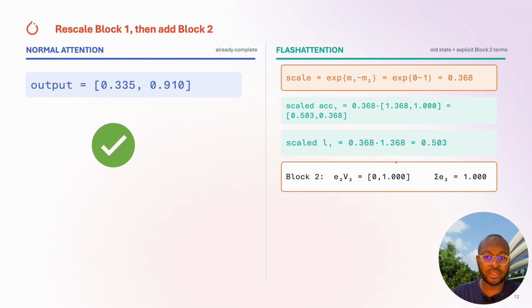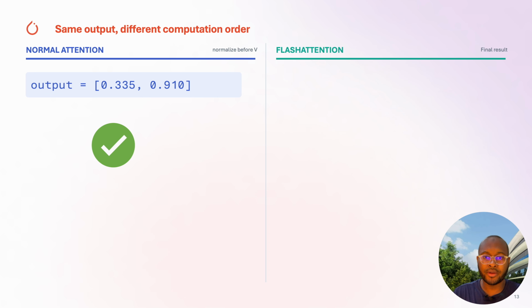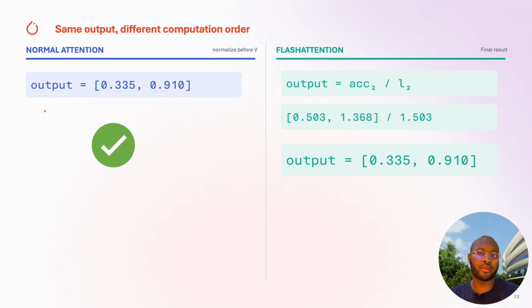Block 2 will contribute this to our running accumulator, and it will contribute this to our running denominator. So accumulator 2 will be the scaled accumulator 1, which we have fixed, plus the contribution from block 2. Then we get this. The last denominator will be the scaled denominator plus block 2's contribution. So this is essentially L2, from block 2. Now we are done with all of the blocks. Normal attention is done, while for FlashAttention, to get the final output, just divide the latest accumulator by the denominator to get a result similar to normal attention.